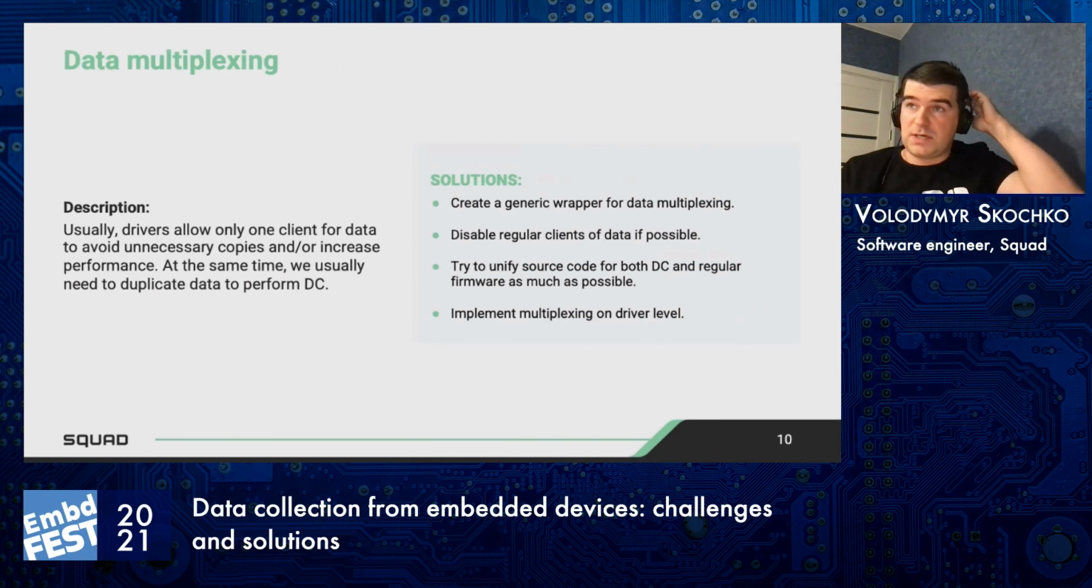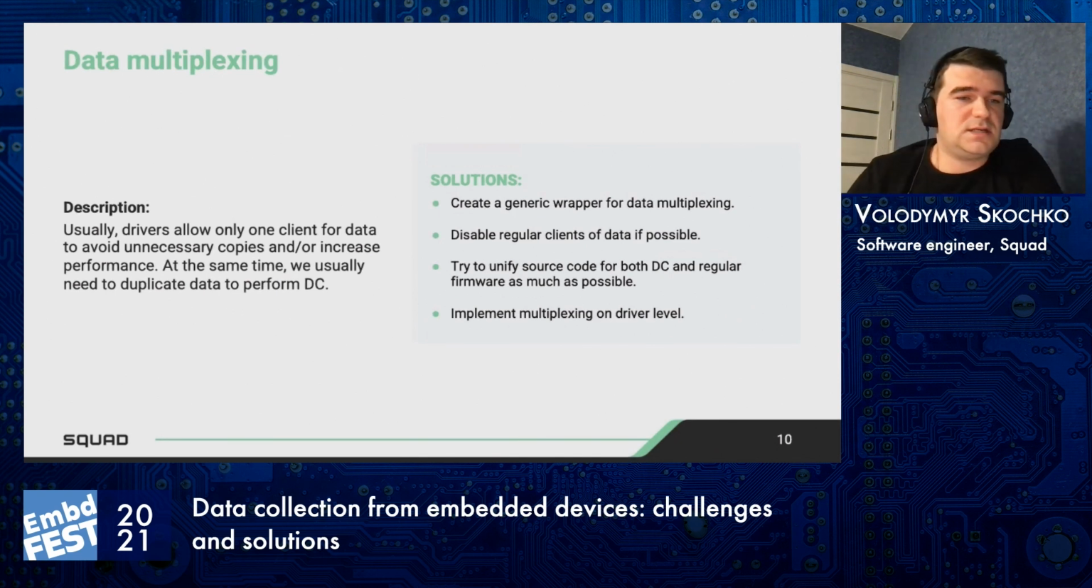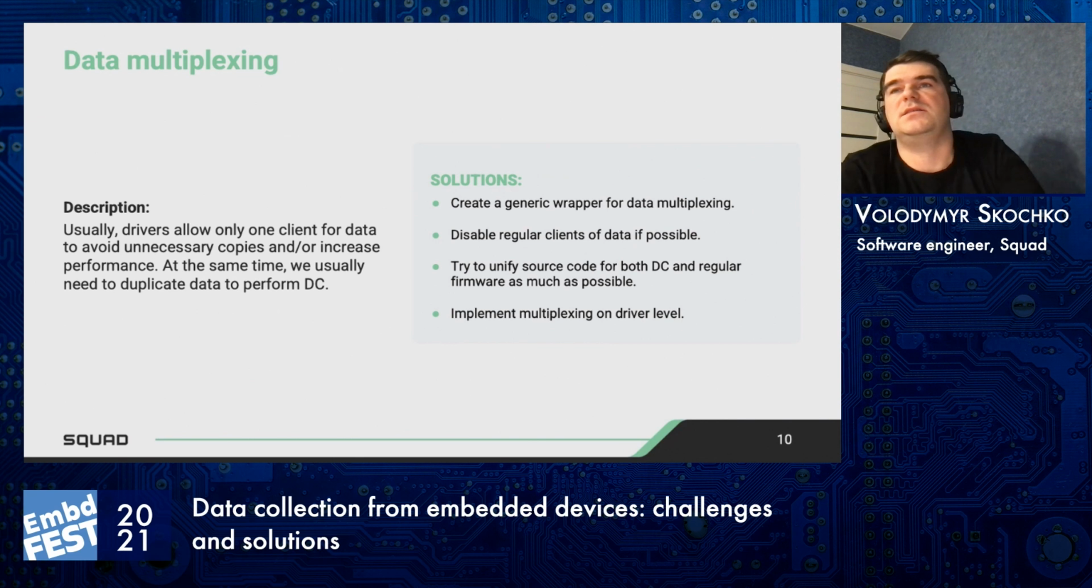And let's go to another challenge, data multiplexing. Usually drivers allow only one client for data to avoid copies or increase performance. But when you try to collect data alongside a working algorithm, of course you will need one more client to get this data. So we can do the following steps.